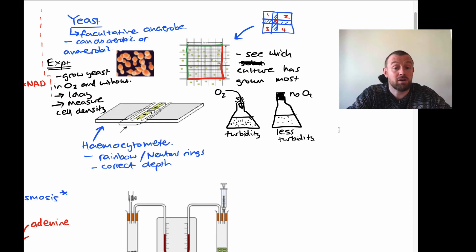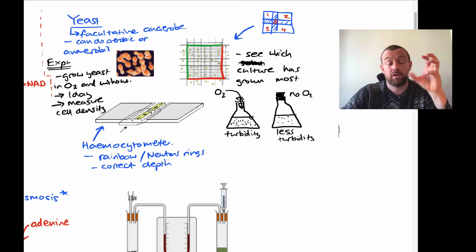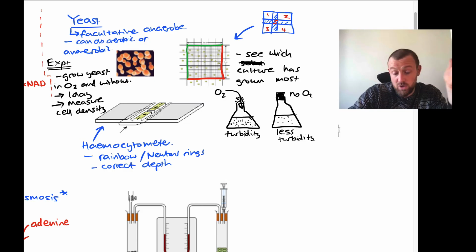A hemocytometer can also be used to measure the red blood cell count in a very similar way. That's why it's called a hemocytometer, because hemo means blood, cytometer means cell counter. So it's a blood cell counter, really. Okay, so that's one experiment to do with respiration.